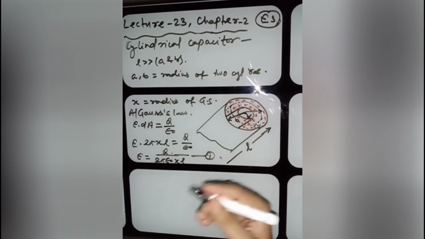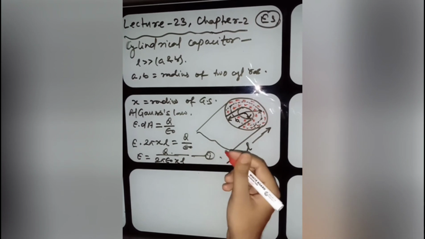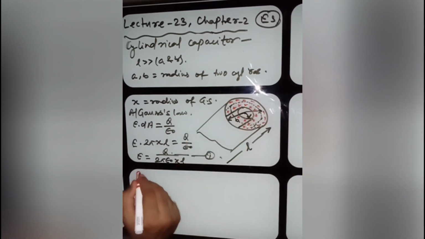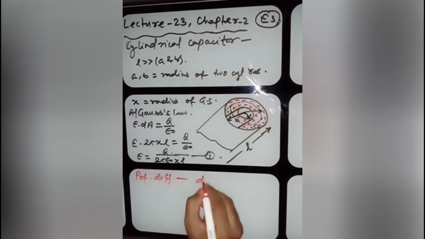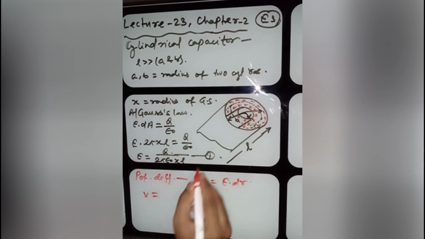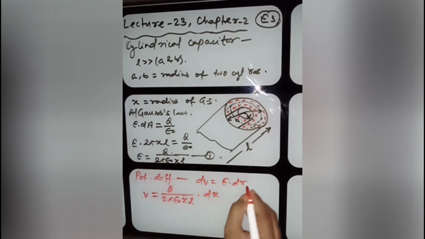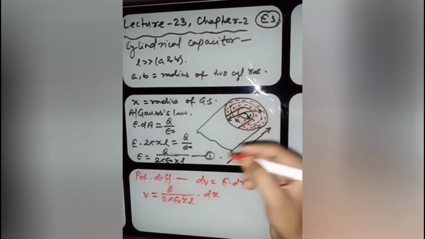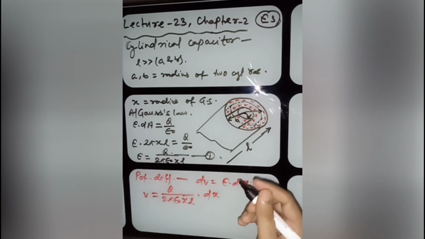Now, what was the second step? Recall? Yes, the second step was to find the potential. Now, the potential difference between the two cylinders. We can write dV equals E dot dr. So integrating dV gives V, and E is from equation 1, Q by 2 pi epsilon naught x L, into dx, or dr. You can write here dx or dr.